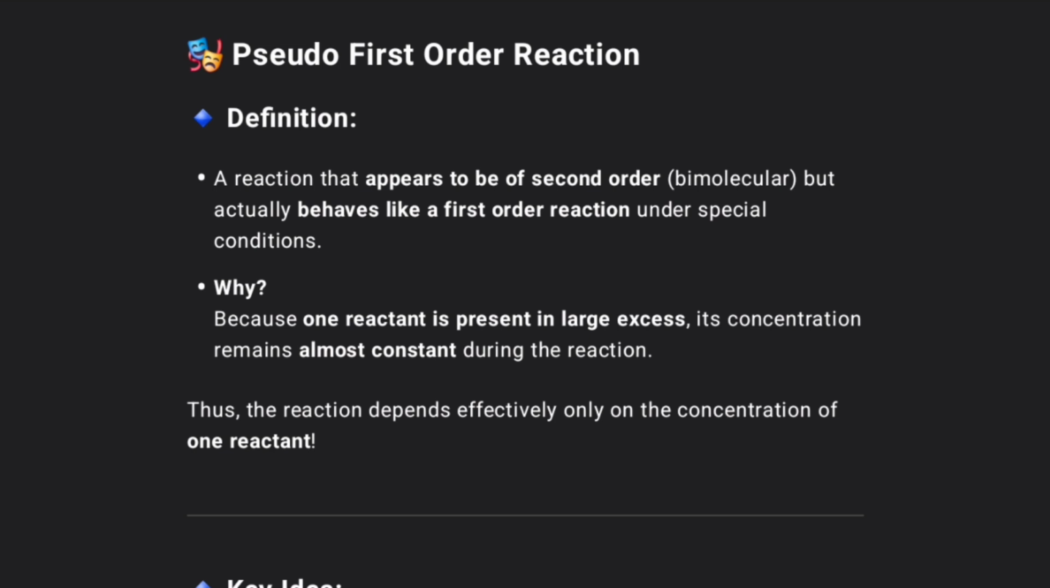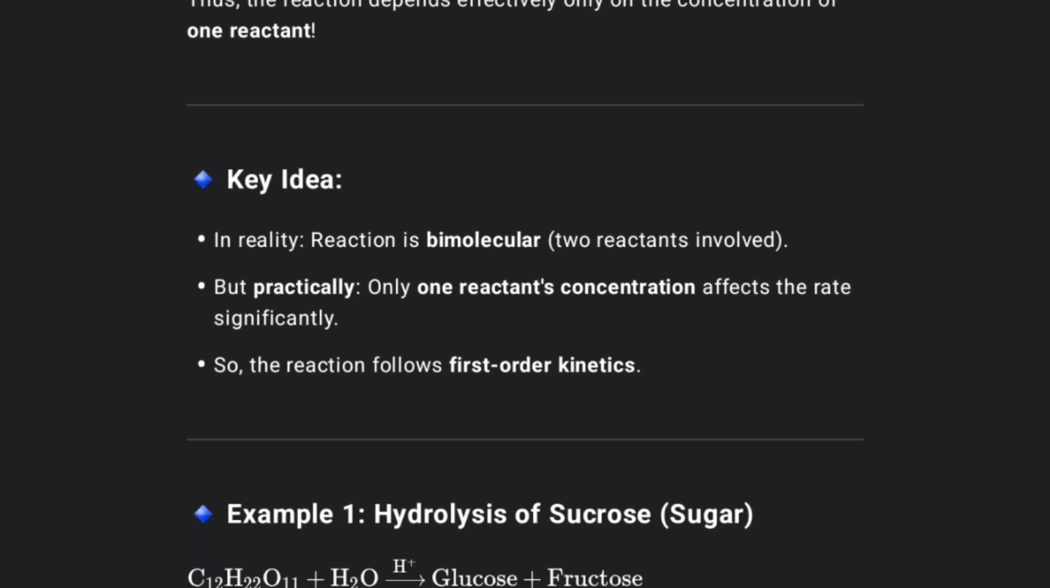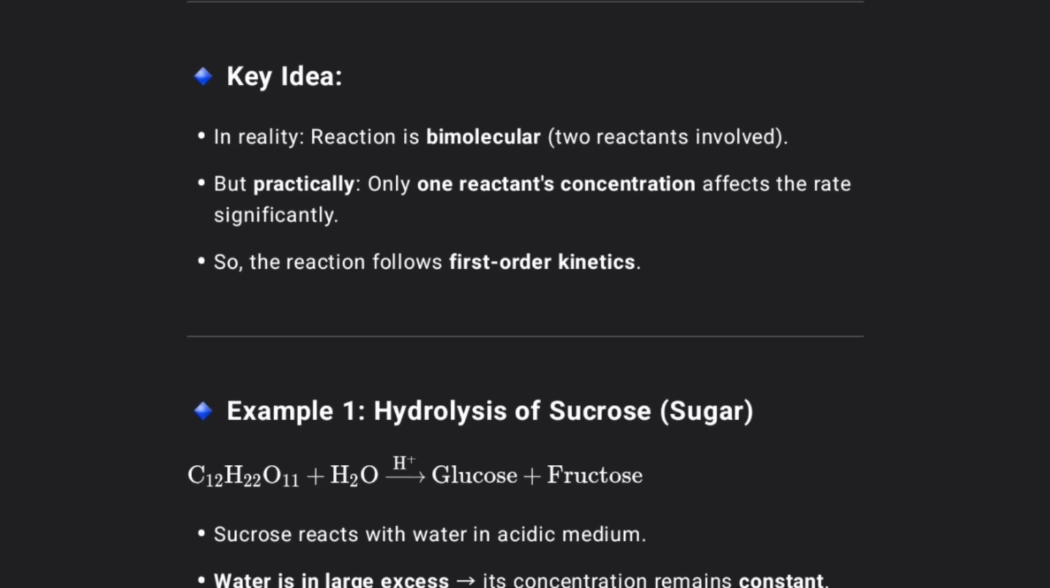Definition: a reaction that appears to be of second order, bimolecular, but actually behaves like a first-order reaction under special conditions. Why? Because one reactant is present in large excess, its concentration remains almost constant during the reaction. Thus, the reaction depends effectively only on the concentration of one reactant. Key idea: in reality the reaction is bimolecular, with two reactants involved, but practically only one reactant's concentration affects the rate significantly, so the reaction follows first-order kinetics.